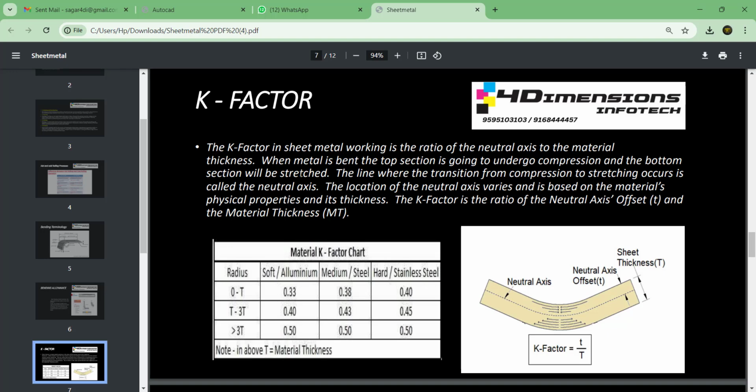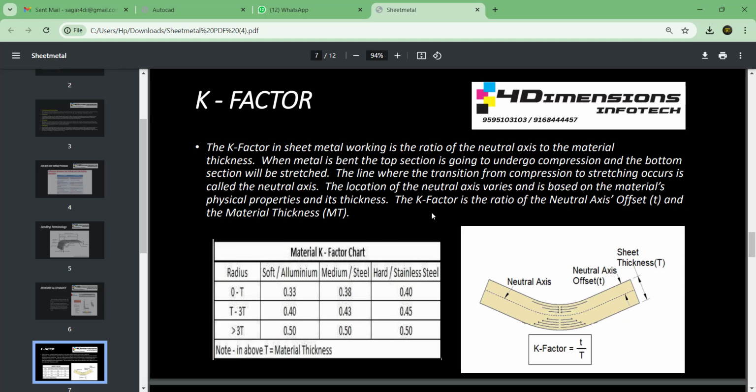and the bottom section will be stretched. So this bottom section is stretched here. The line where the transition from compression to stretching occurs is called the neutral axis. So the line where the effect of compression and expansion does not occur is known as the neutral axis. So this location of neutral axis will not be the same as the middle.